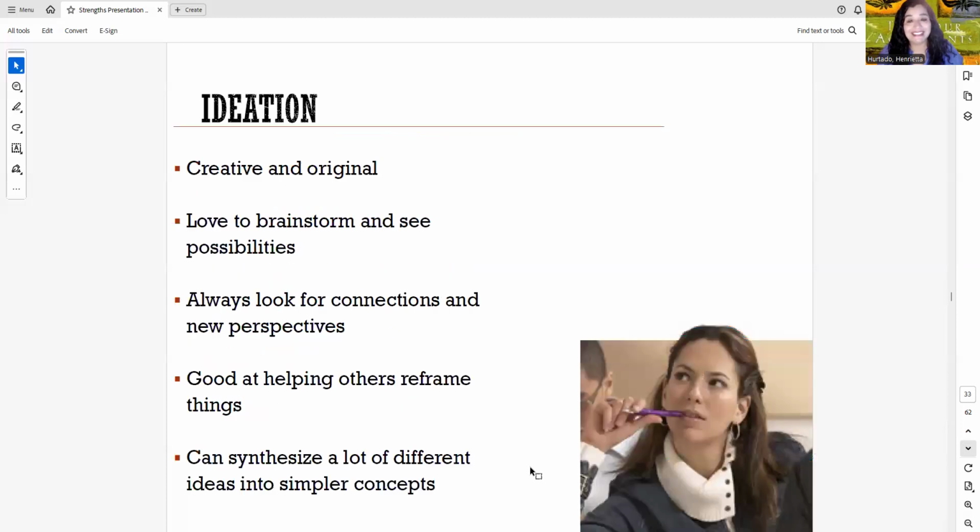Ideation. Creative and originality is one of your themes and your strengths. You love to brainstorm and see possibilities. Always look for connections and new perspectives. You're good at helping others reframe things and can synthesize a lot of different ideas into simpler concepts.